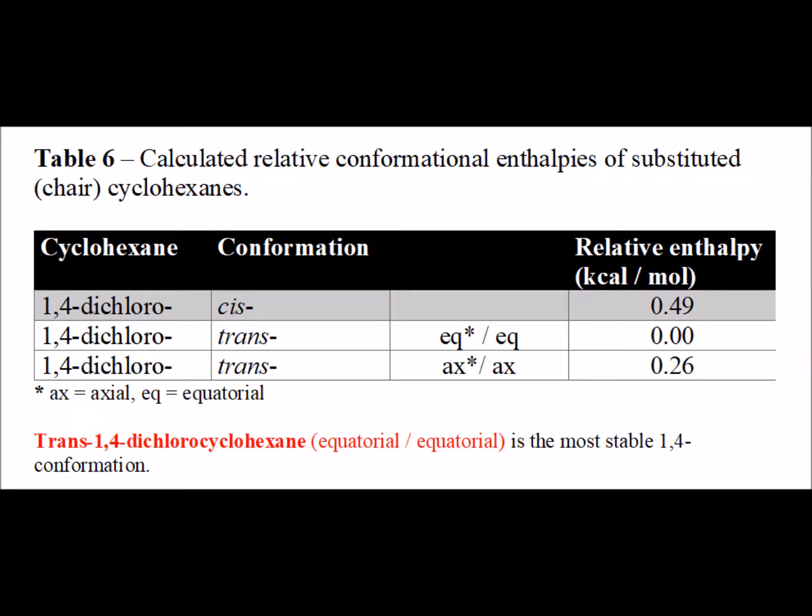When we look at the computed enthalpies for the various 1,4 dichlorocyclohexane conformations, we see that they're very close in energy, but the lowest energy is for the trans case with each of the substituents in equatorial positions, followed very closely by the trans situation where both substituents are in axial positions.